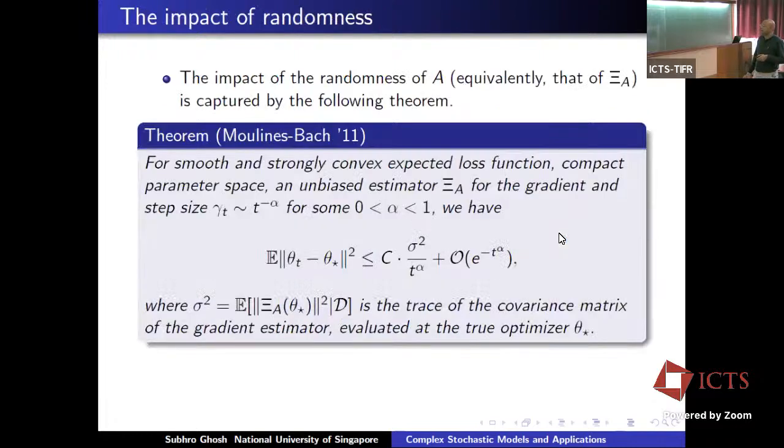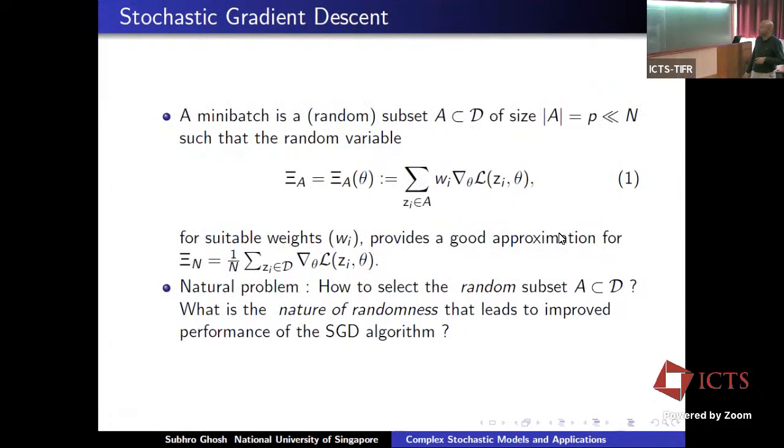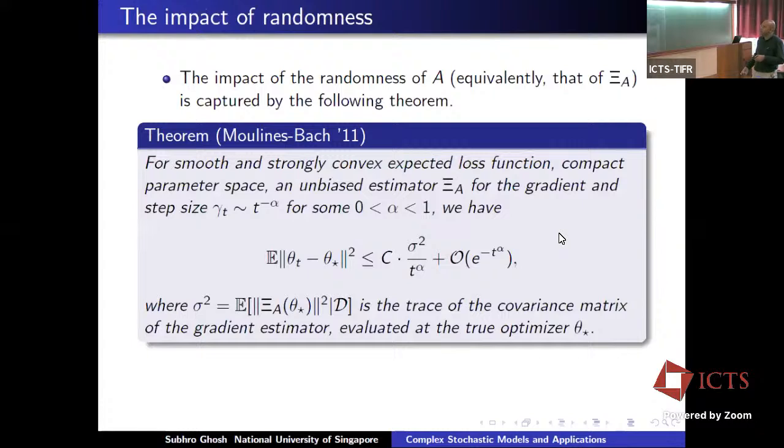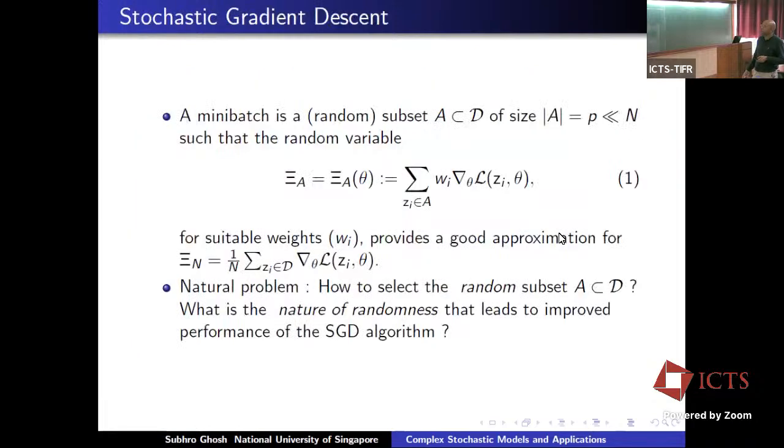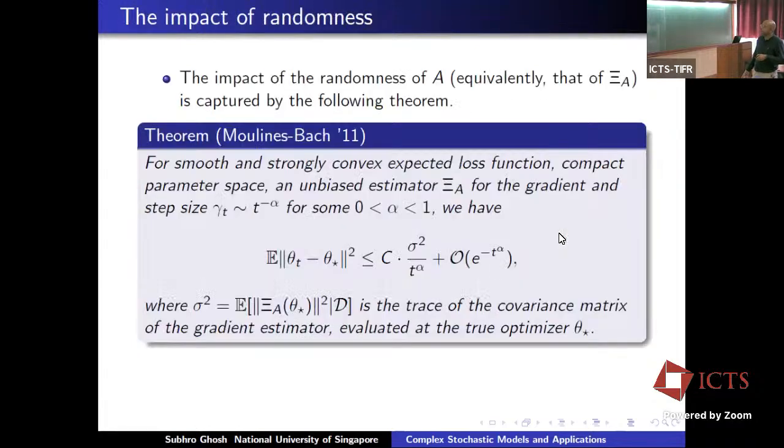And just to tell you how the behavior of the random subset A ties in with the convergence guarantees for gradient descent, here is a famous result by Bach and Moulines from 2011, where they show that if sigma square is the variance of your gradient estimator, then essentially the leading order term here is the first term. So the mean squared error can be upper bounded by sigma square.